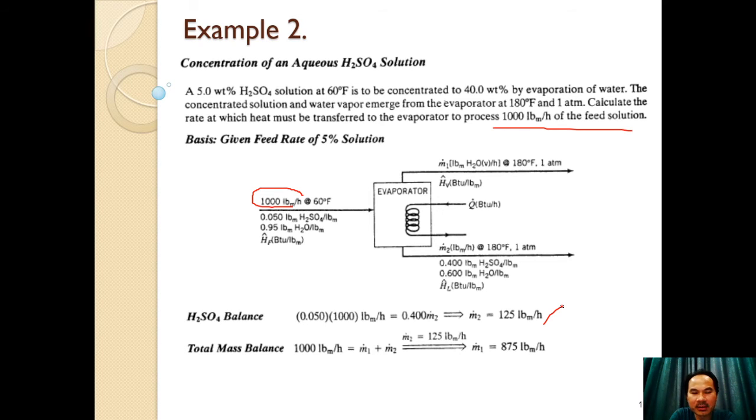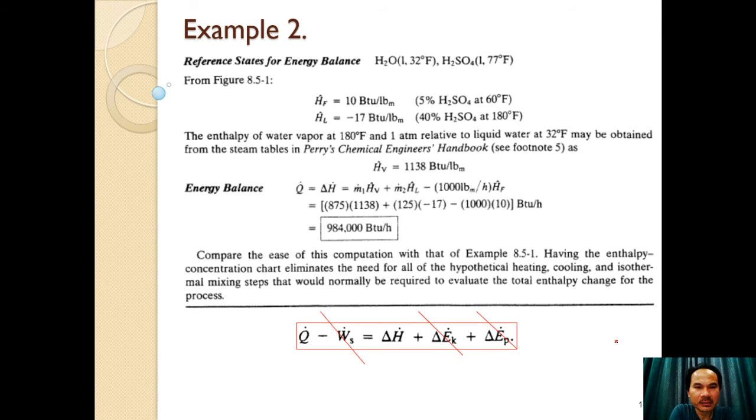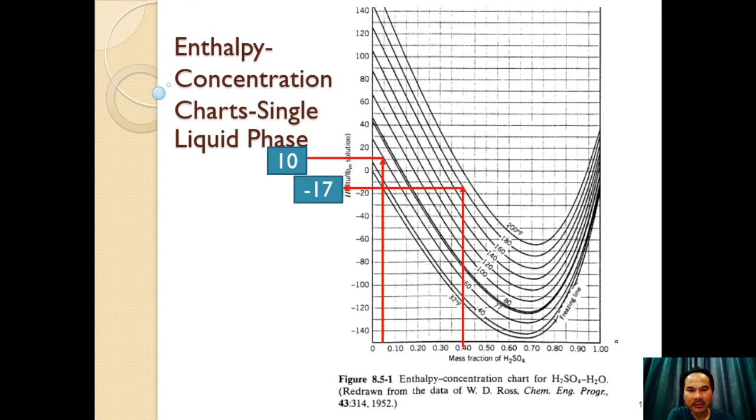Then you can solve by the water balance or total mass balance. For this case, we make a total mass balance. Input is 1,000 pound mass per hour. Output, we have M1 and M2. You know M2, and then you can solve for M1, you get 875 pound mass per hour. Okay, the first step you balanced the mass, and next step you balance the energy. The reference state for energy is water as liquid at 32 Fahrenheit, sulfuric acid liquid at 77 Fahrenheit. That's why this can be read from this figure.